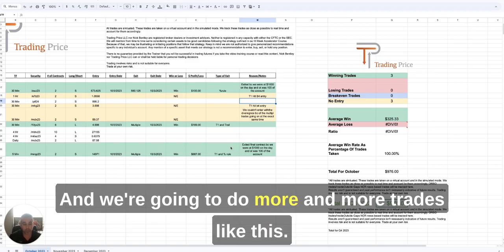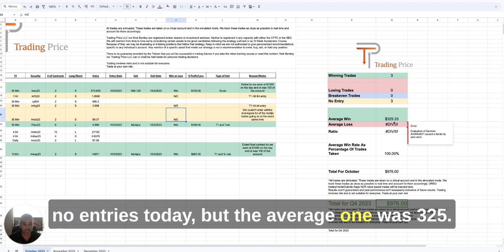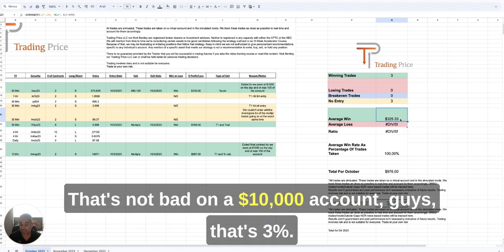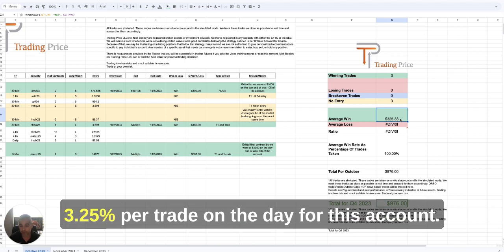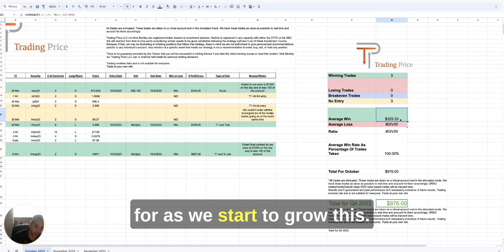And we're going to do more and more trades like this. Obviously, you can see we had a couple no entries today, but the average win was 325. That's not bad on a $10,000 account, guys. That's 3.25% per trade on the day for this account. So that's exactly what we're looking for as we start to grow this.